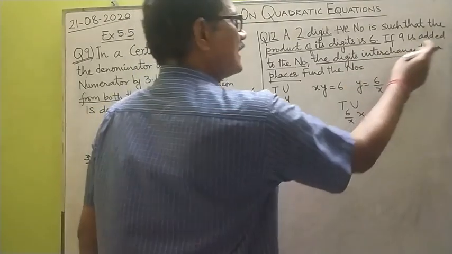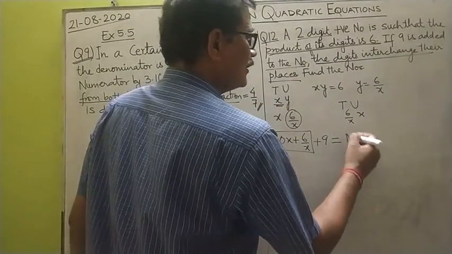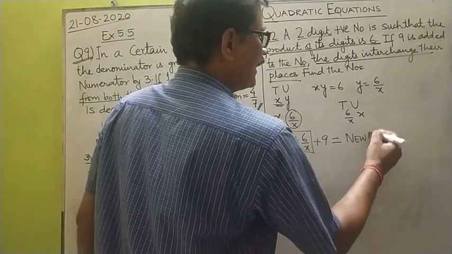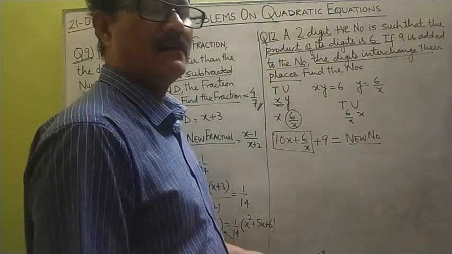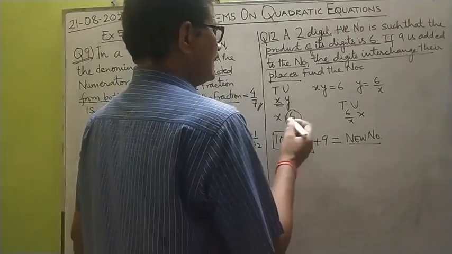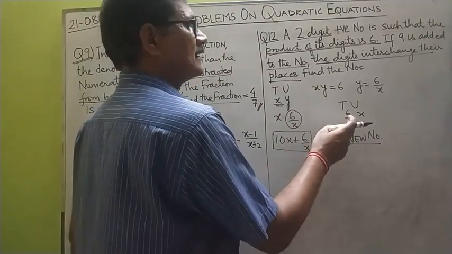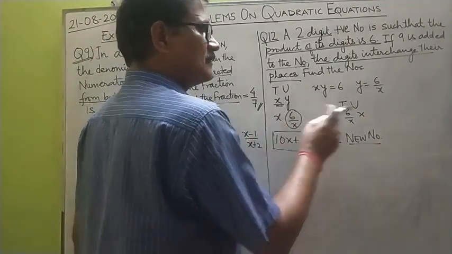The digits interchange the places means you need to write what here? The new number. Digits interchange the places means new number. So how do we get the new number? By interchanging the places of digits. Unit digit becomes the tens digit and the tens digit becomes the unit digit.